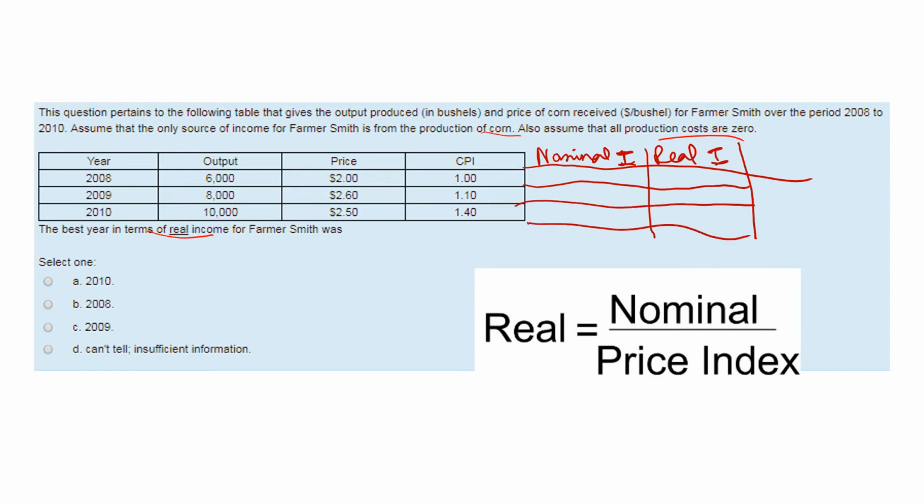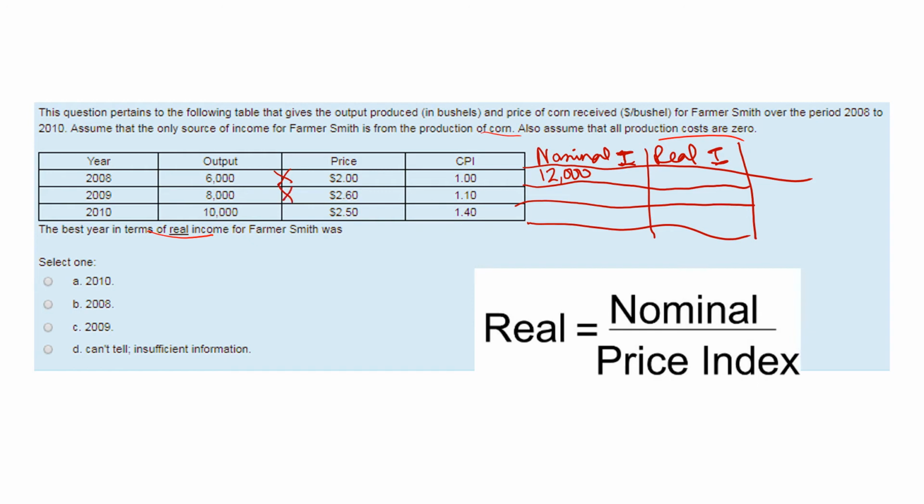All right, so the nominal income. In 2008, this producer produced 6,000 bushels at $2 per bushel. So we multiply those 6,000 times $2 to figure out how much cash he actually received. So that's the nominal income. That's going to be $12,000. And we can do that for this other one as well.